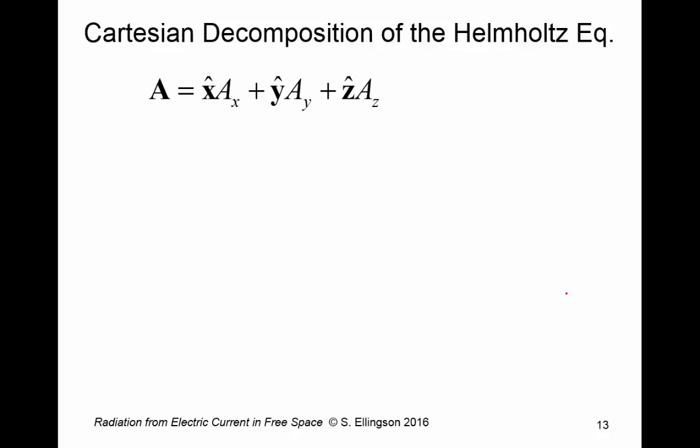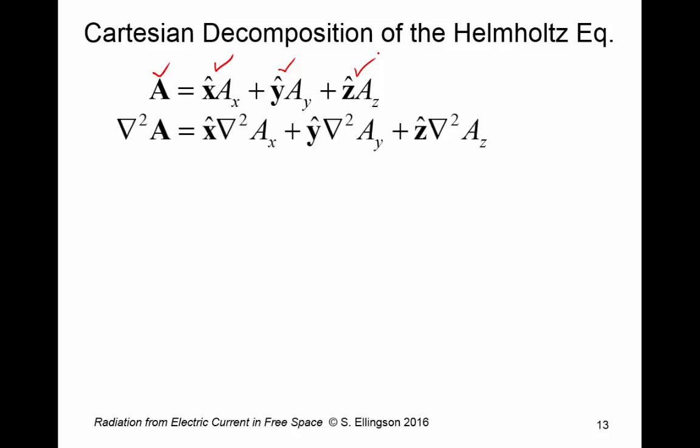Okay, so now we're going to solve the Helmholtz equation. There are many ways to do it, but a particularly easy way is to first decompose the magnetic vector potential into its Cartesian components. So we take A and write it in Cartesian form as x hat times some component A sub x, plus the y hat direction times some quantity A sub y, and then the z hat unit vector times the quantity which is the z component of the magnetic vector potential.